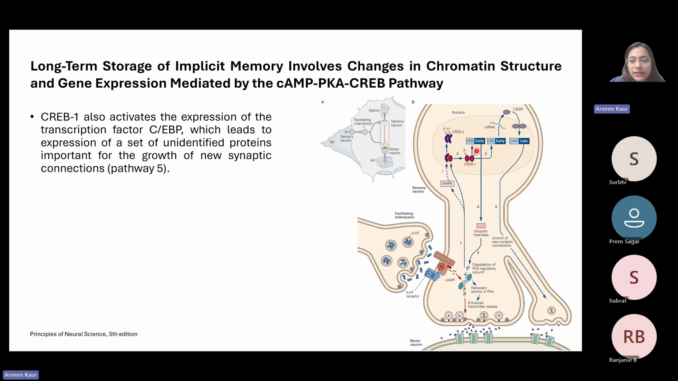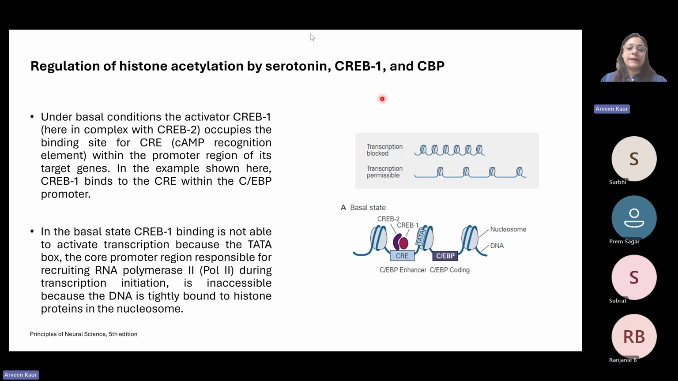CREB1 over here also facilitates expression of transcription factor C/EBP over here, right, which leads to expression of a set of unidentified proteins important for growth of new synaptic connections. So that was the fifth pathway.